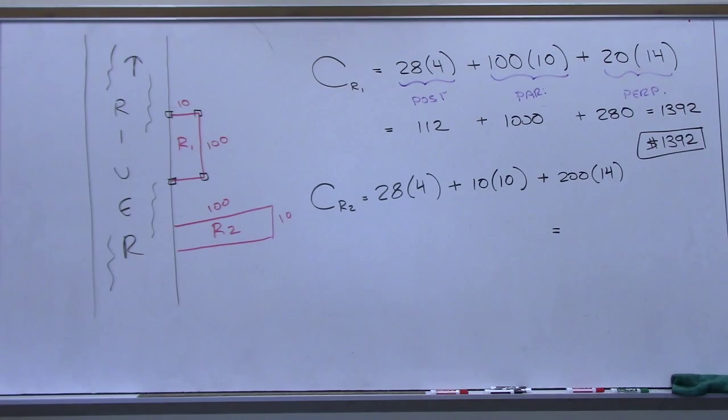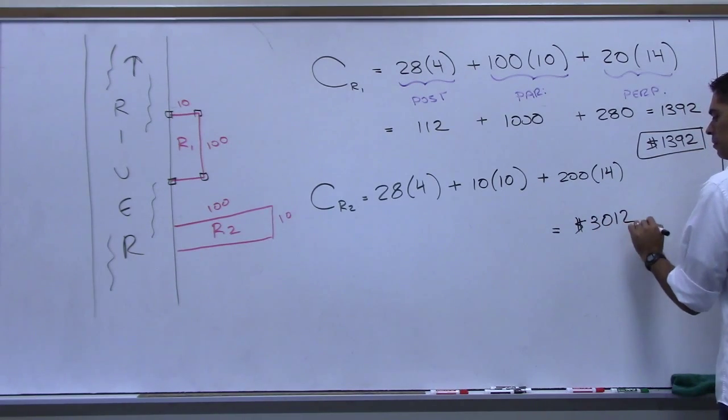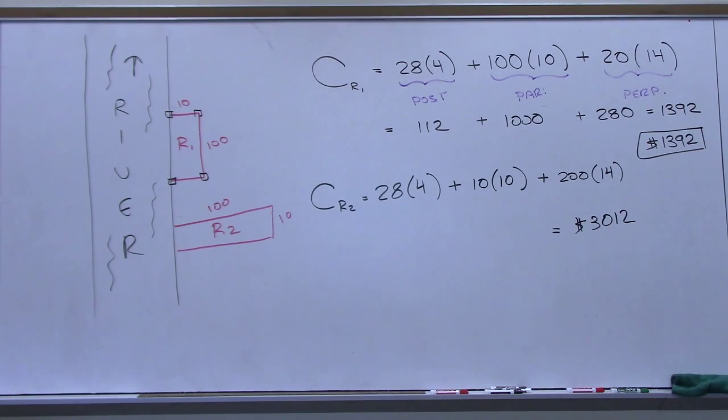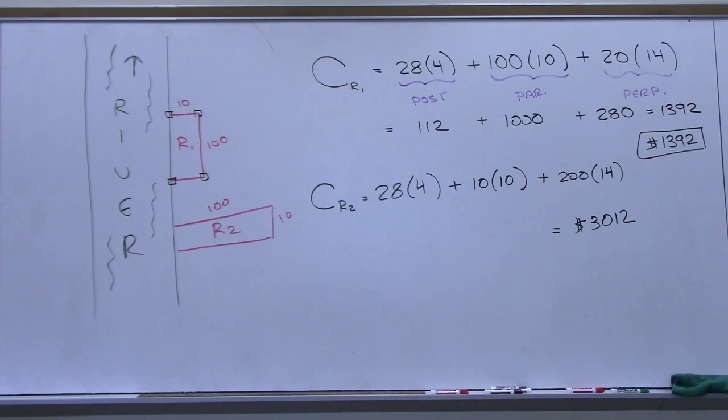Anyone do it yet? 3,012. 3,012? Yes. 3,012. Okay. That's the cost of doing it that way. That's right, that's tax. Times 0.08 on that. Well, 0.085.